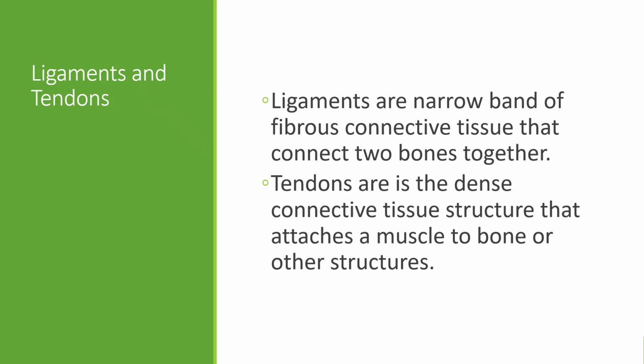I've kind of thrown the words ligaments and tendons around already, so let's get a clear definition of these. A ligament is a narrow band of fibrous connective tissue that connects two bones. So ligaments hold bones together. A tendon, on the other hand, is a dense connective tissue that attaches a bone to a muscle, or to some other type of structure. So when we think about tendons, it's a bone to a muscle, and ligaments are a bone to a bone.